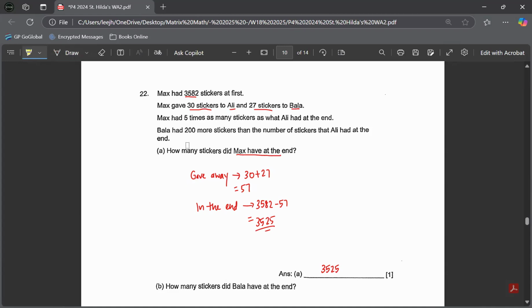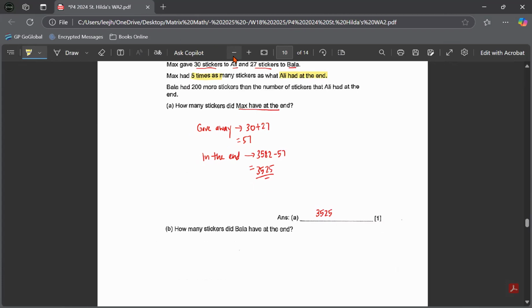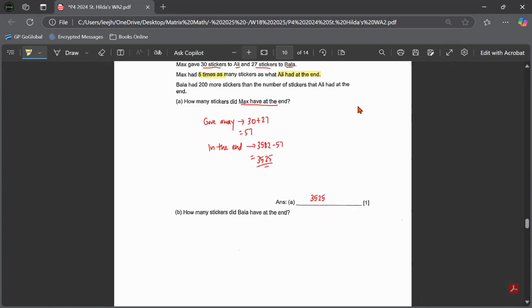Max had 5 times in the end. So the amount of stickers Max had is 5 times of what Ali had. Okay, so sorry, I'm going to shrink a little bit so I can draw and you can see the question. So I'm drawing Max 5 times, so 5 units. And 5 times as many as who? Ali. So Ali is just one.